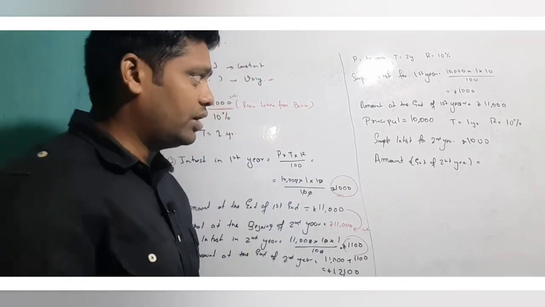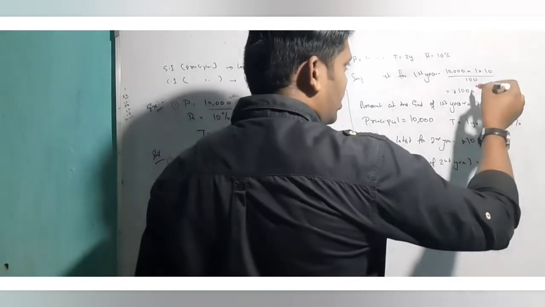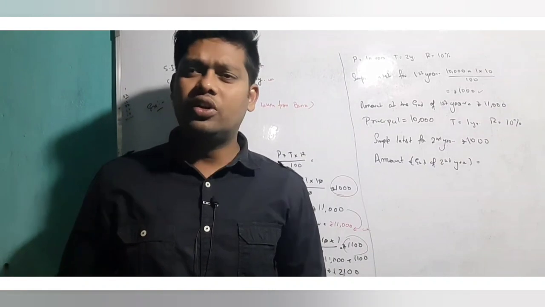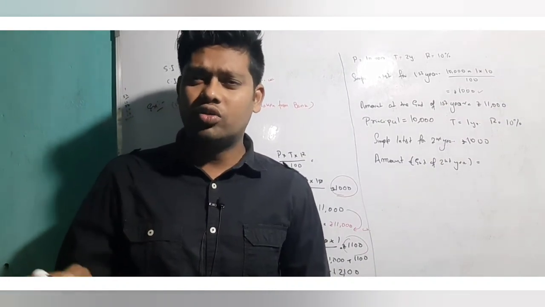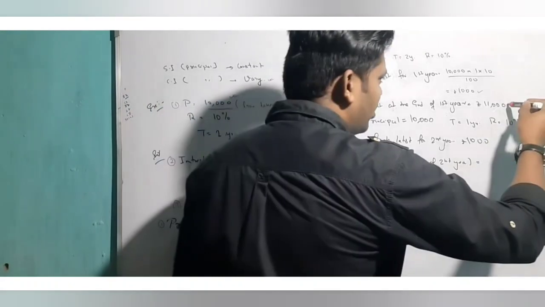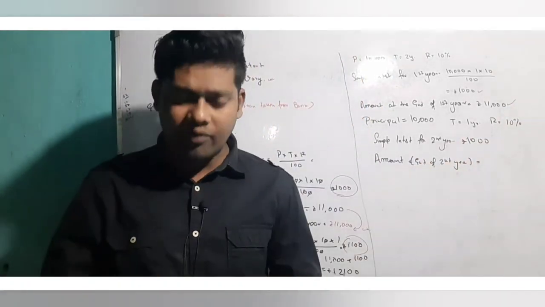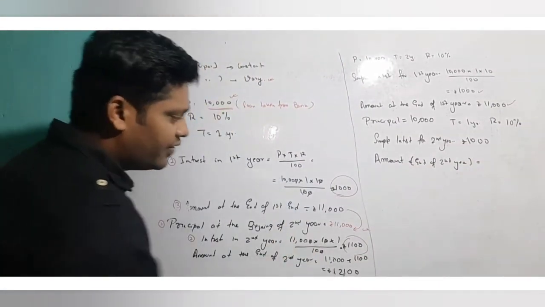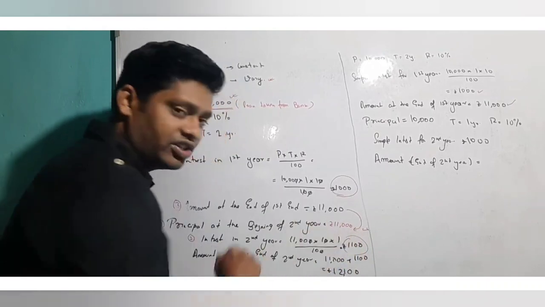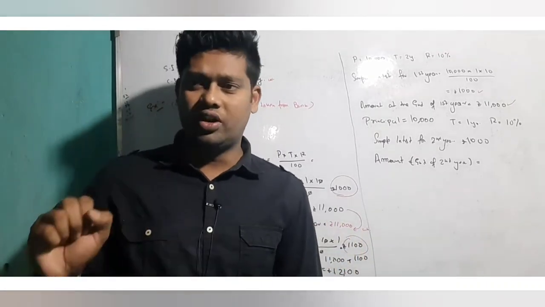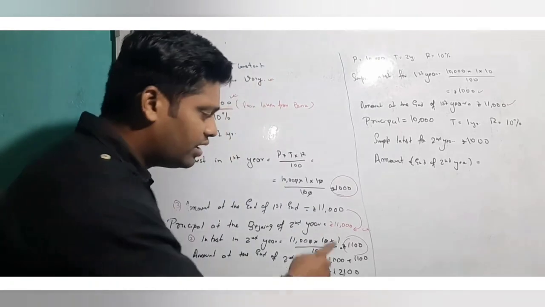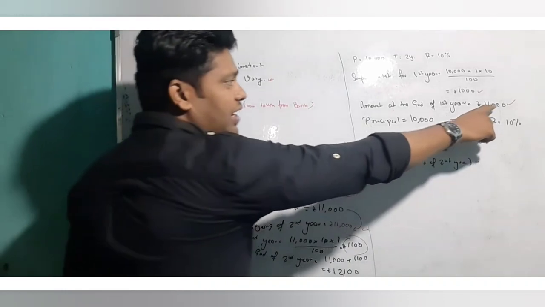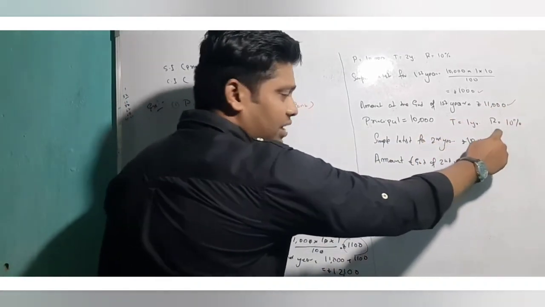Understand one thing: we got this 1,000, and what did we do with it? We added it to the principal so as to get the amount at the end of the second year. So we got 11,000. Did we use this 11,000 anywhere, or leave it as it is? In compound interest, the 11,000 we got is used as the principal for the next year, so it was useful and we needed to calculate it. But here, after getting 11,000, are we using it in the next year?